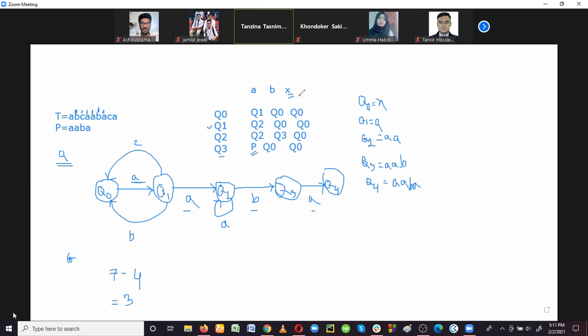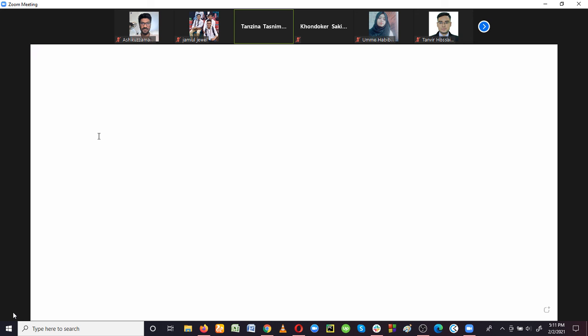Suppose now the pattern is P equals A, B, A. Can you just create a pattern matching table and pattern matching graph for this pattern A, B, A? Yes, ma'am. Okay, six states, right? We need six states from Q0 to Q5, and Q5 is the final state for the pattern, right?